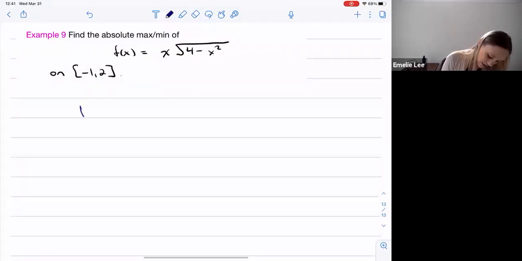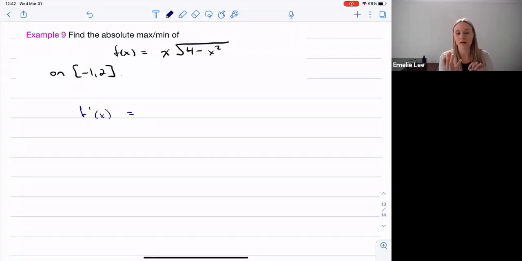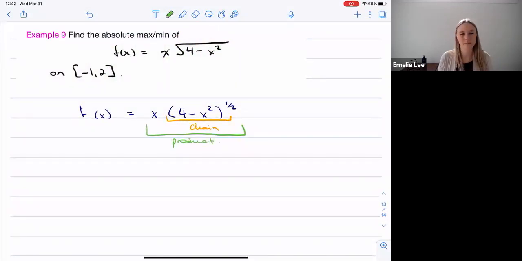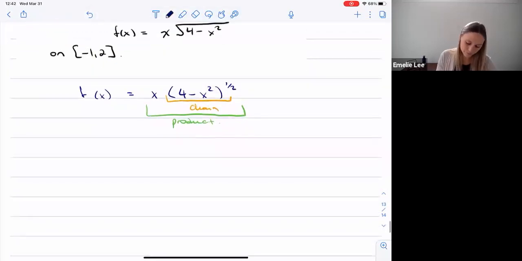So first thing I need to do is find the derivative of this thing, which is going to require the product rule and the chain rule, right? And so maybe what I should do is rewrite f of x first as x times 4 minus x squared to the power of 1/2. And then I just want to highlight here, I need the chain rule, and here, I need the product rule. More practice with finding these derivatives.